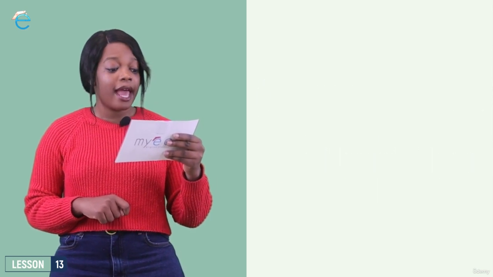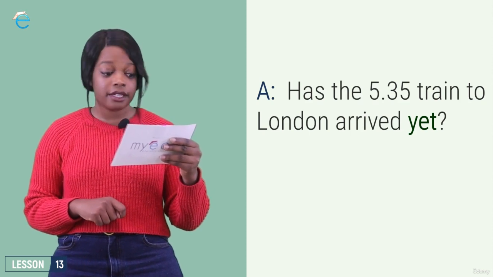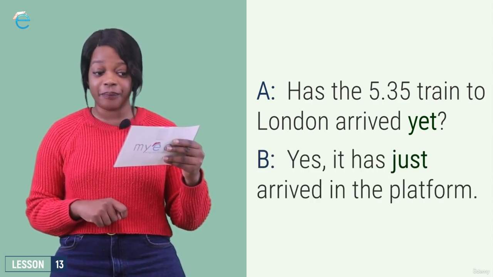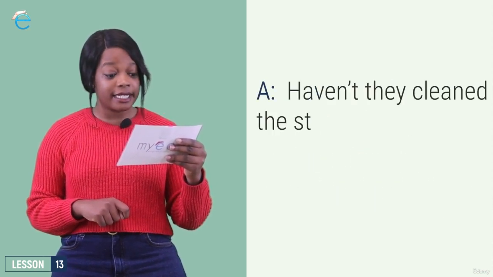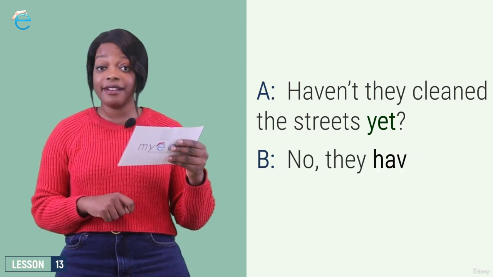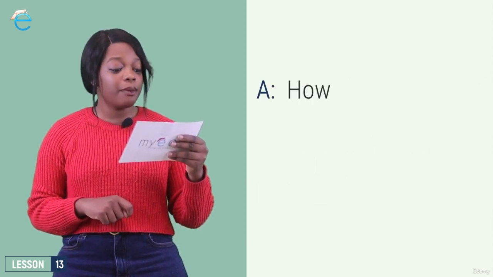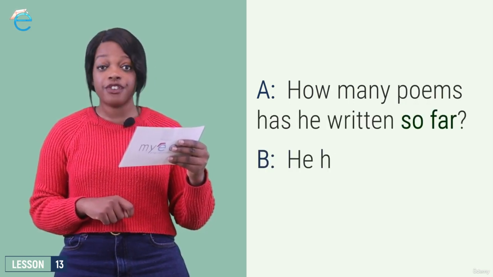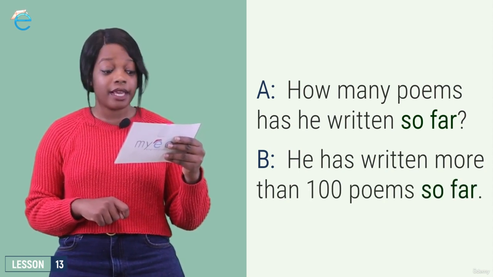3. Has the 5:35 train to London arrived yet? Yes, it has just arrived at the platform. 4. Haven't they cleaned the streets yet? No, they haven't cleaned them yet. 6. How many poems has he written so far? He has written more than 100 poems so far.